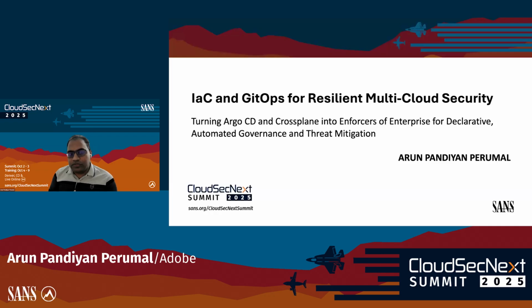This approach not only reduces human error, but builds a foundation to enforce continuous compliance and rapid threat detection. So I will walk through how we can implement IaC and GitOps with Argo CD and Crossplane to create a declarative, policy-driven workflow, where the infrastructure resources are defined as code, stored in Git repositories as a single source of truth, and continuously reconciled against the live state of the multi-cloud environments.